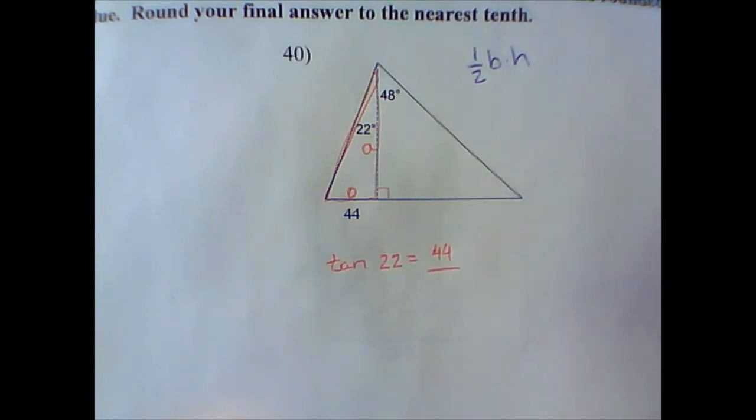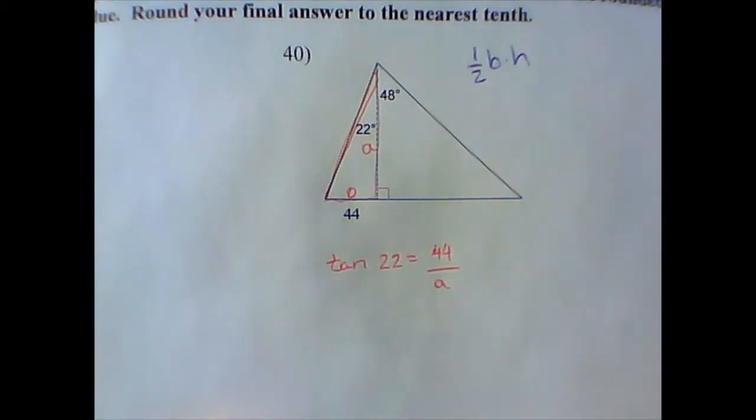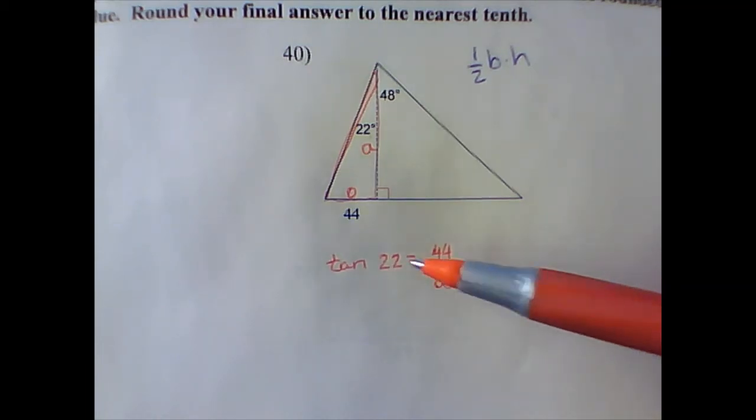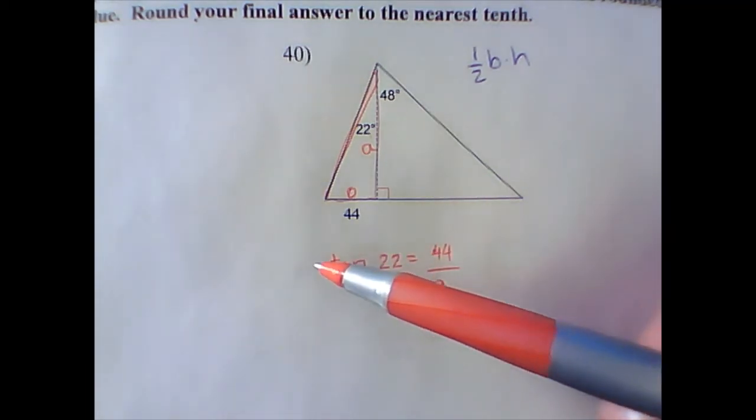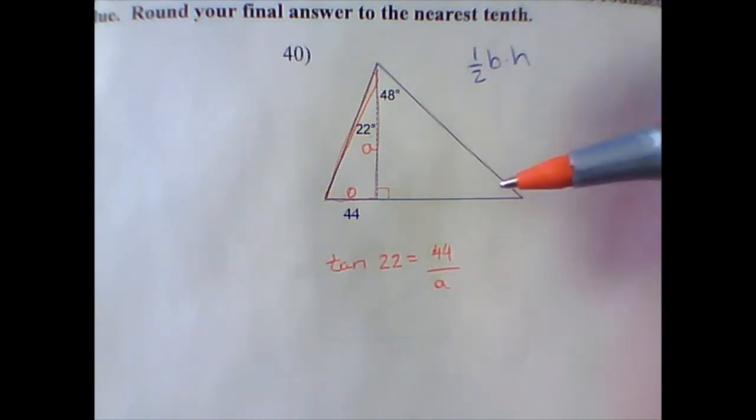Now that's the one we don't know. That's the height. We need to figure that out. So I'm going to put in an A. A for adjacent. Okay, we need to solve for A. The problem is A is on the bottom of a fraction. You don't want A on the bottom of a fraction. What you can do is multiply the A out onto both sides and then divide the tangent 22 back under. That will work.